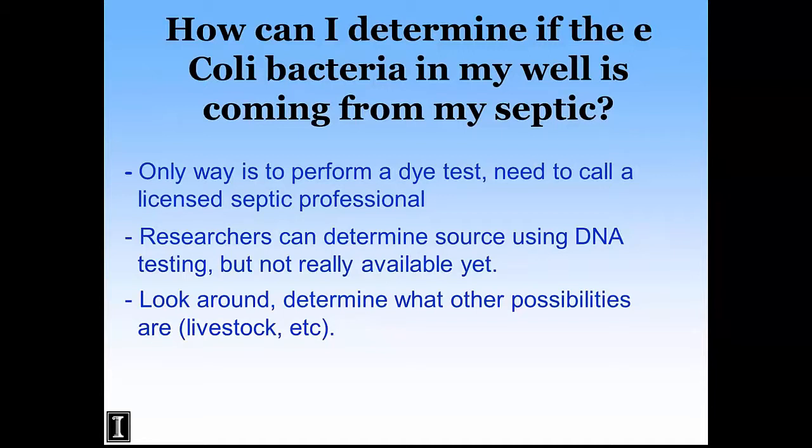But one thing to do for sure is look around and determine what other things might be there. Is there livestock nearby? Is there any other possibility of what might be causing this issue? It could be a broken line from your house to your septic tank, or there are other possibilities. The more things you can eliminate, the more likely it is that it would be the septic or whatever. So understand your situation and see whether you are near farming operations or livestock operations, and those sorts of things would be something else to consider.